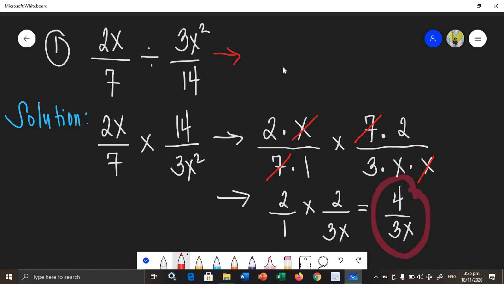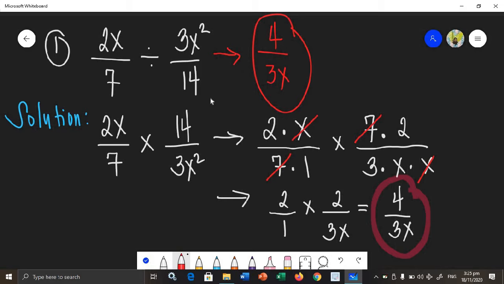It's kind of weird, yes, because we multiplied, but we are still looking for the quotient, not the product, because we are in division. So the quotient of example number 1 is 4 over 3x.